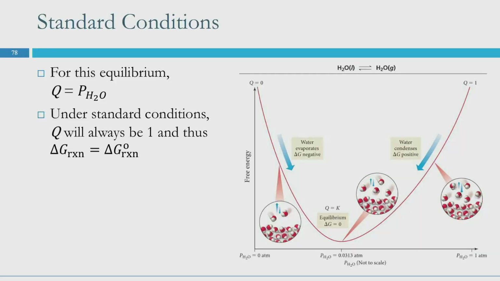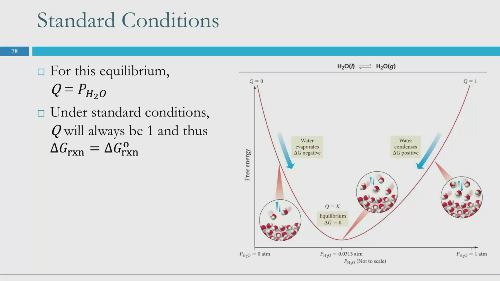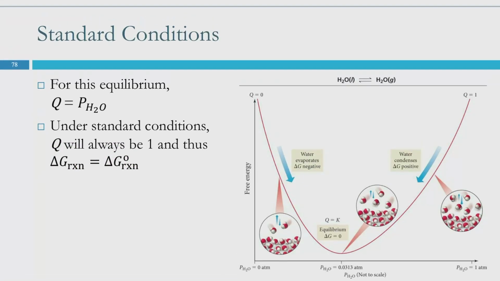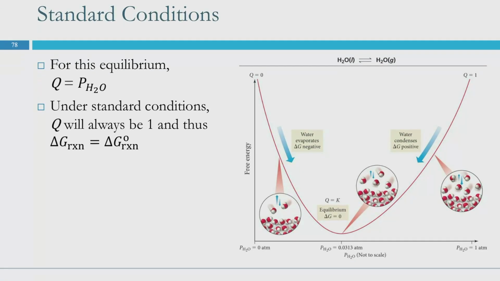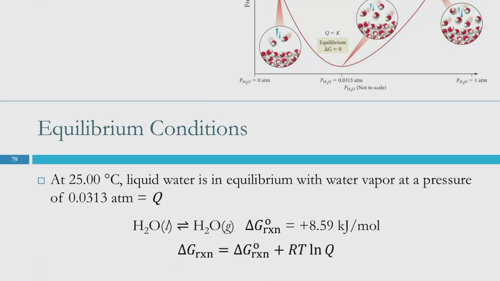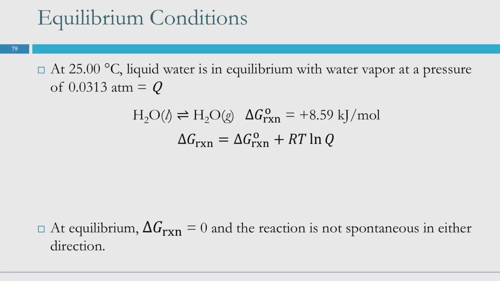Under standard conditions, our Q is always going to be 1. And so our change in enthalpy of the reaction is going to be equal to the change in enthalpy of the reaction in the standard state. In reality, that's not the case. At 25 degrees Celsius, about room temperature, our liquid water is in equilibrium with water vapor, and the pressure is relatively low. So it's 0.0313 atmospheres.